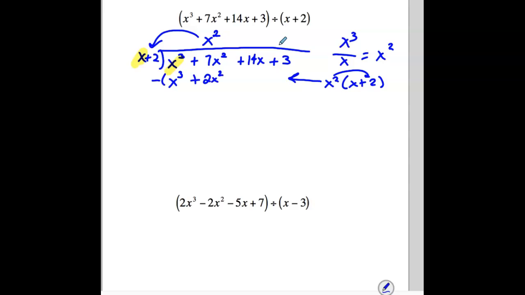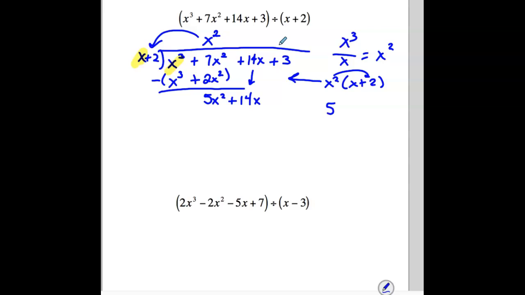And remember, we are then subtracting. Our first column drops out, x cubed minus x cubed. Then our second column, we have 7x squared. We're subtracting 2x squared, which leaves us 5x squared. And we bring down our next term. And then we repeat that same process.